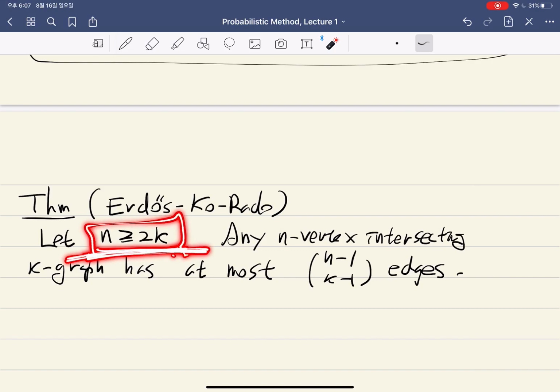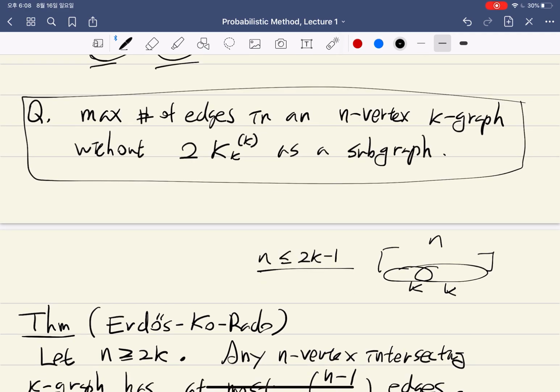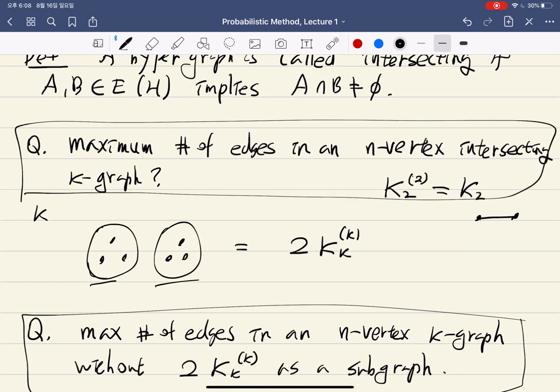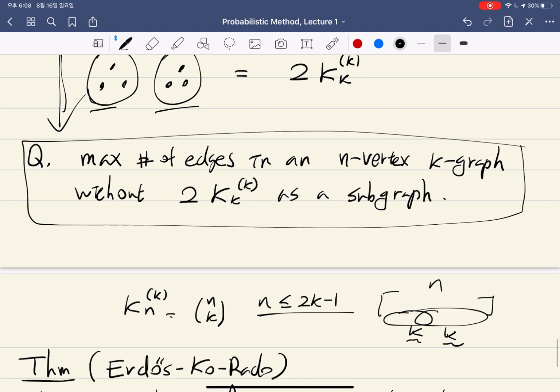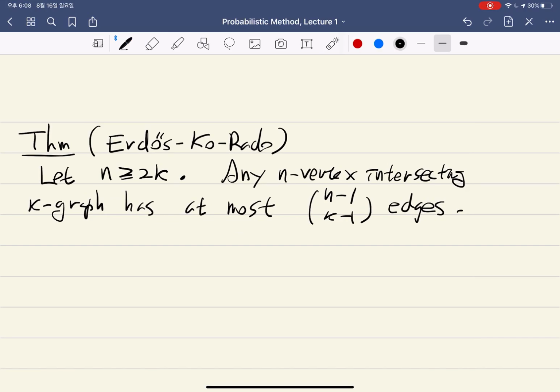Here, n being at least 2k is a necessary condition, because what happens if n is at most 2k-1? Then any two sets of size k inside of n intersect, so the question becomes trivial. You consider all possible sets of size k as edges, that is, the complete graph on n vertices. So n choose k is the answer to this question, and these are two equivalent questions. To avoid this triviality, we assume n is at least 2k.